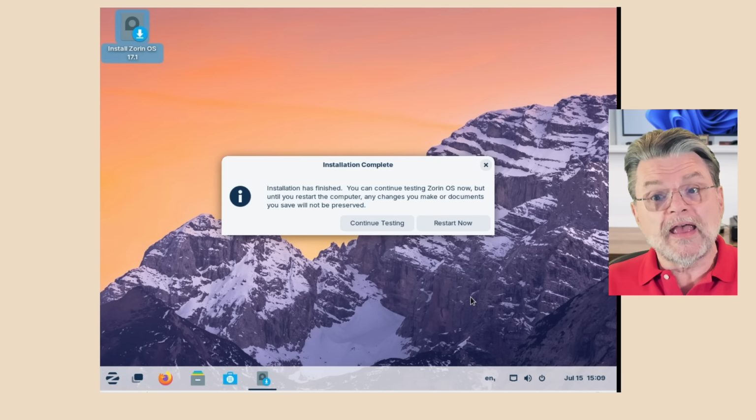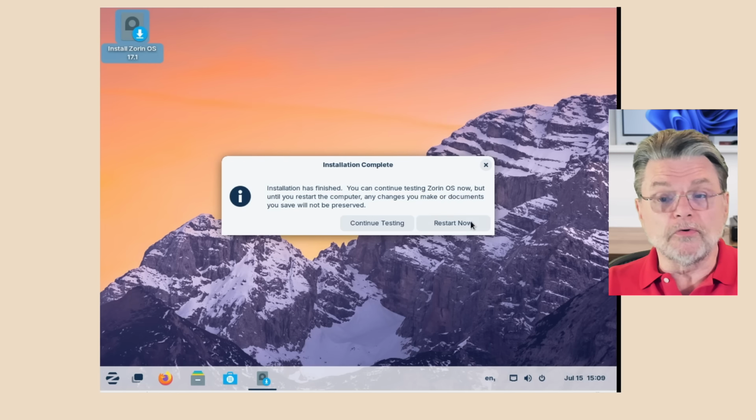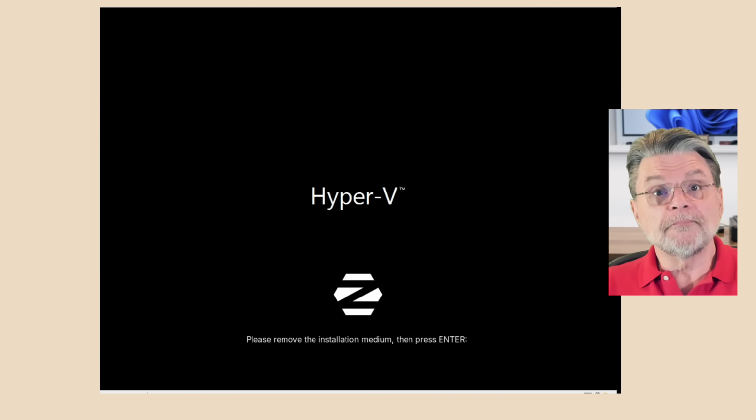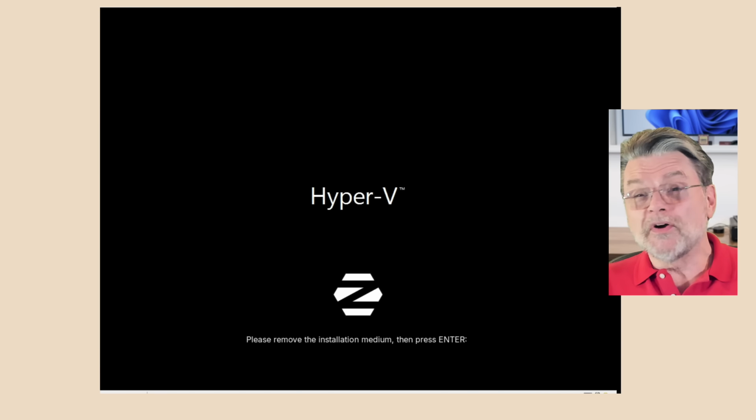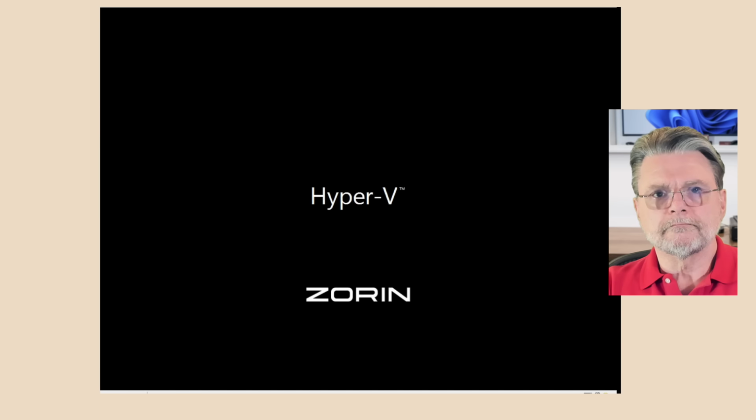At this point, you can continue to test without doing any further work on your machine itself, or you can restart now to boot into your newly installed Zorin. And of course, please remove the installation media. Depending on your system, this may have already happened. Depending on if it's a DVD, they usually do an auto eject. If it's USB, on the other hand, you'll probably need to pull your USB stick out of your machine, and we'll go ahead and press enter.